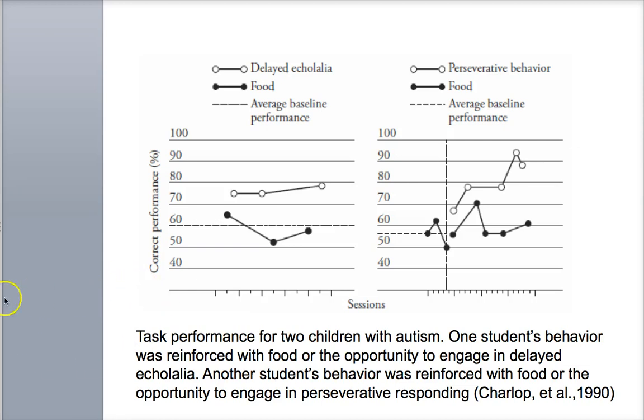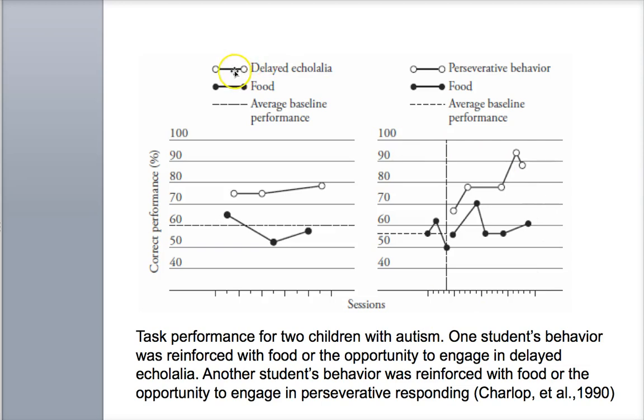So we have one child on the left and another child on the right. The child on the left engages in echolalia, and correct performance is here on the ordinate. Percent of correct performance, so of the opportunities to engage in behavior, how many of them were correct, and across the bottom are sessions. On the right, we have the child that engages in perseverative stereotypies, and again, we have the percent of opportunities correct in engaging in the behavior requested, so naming body parts, whatever, and sessions across the bottom.